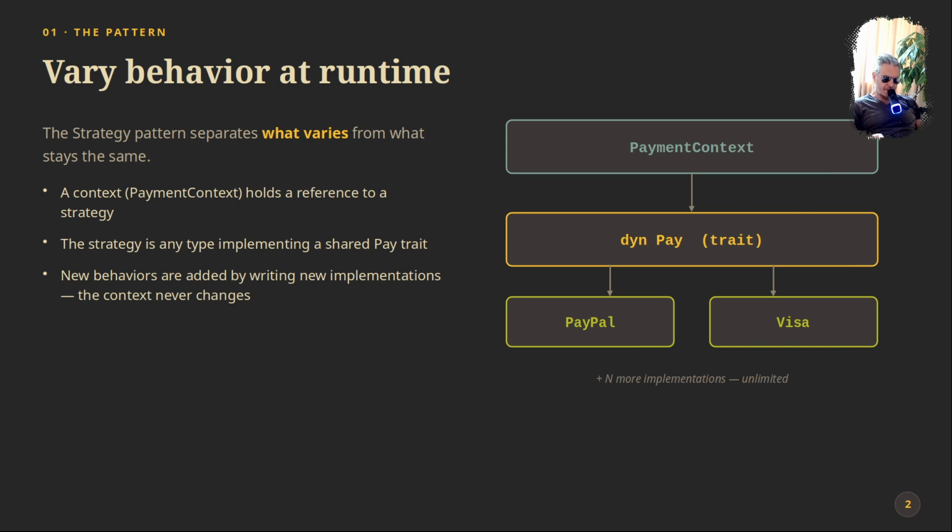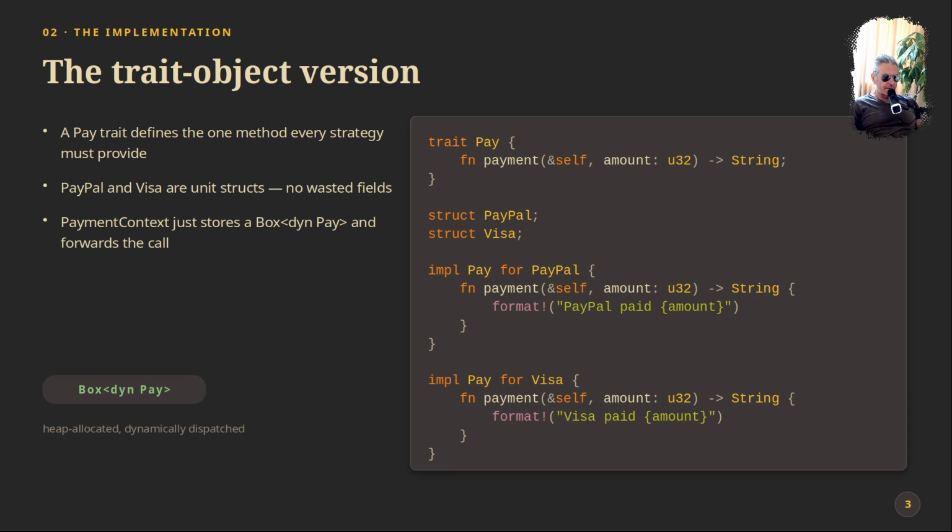So this demo, I've done this previously. We have a trait, which is payment, and then you can implement the pay trait for PayPal and for Visa. That's the code. So this is the strategy pattern.